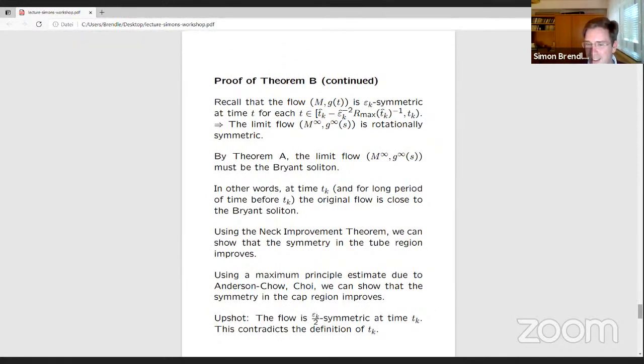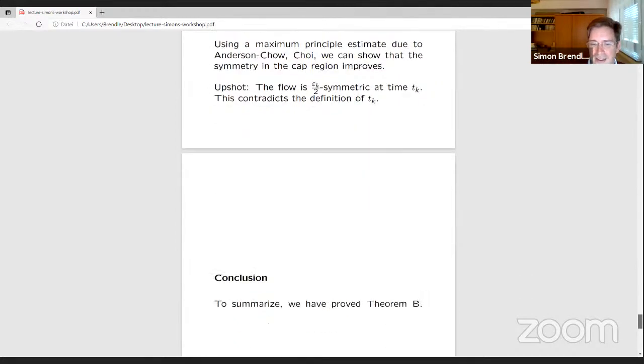You start at this time way back where symmetry holds, and then you go forward until you lose this epsilon_k symmetry. When that happens, the solution looks almost like the Bryant soliton. And when it does look like the Bryant soliton, you try to show that the symmetry improves, and then it holds a little longer, and that contradicts the maximality of t_k.